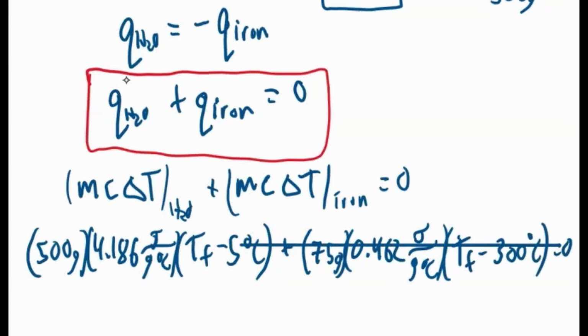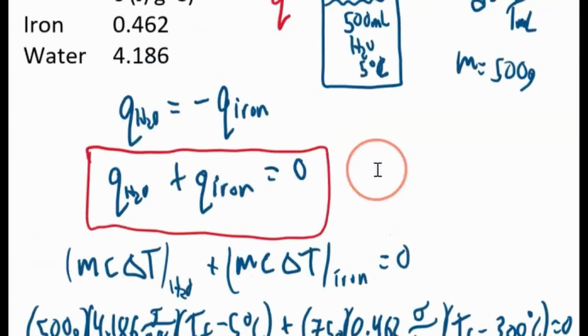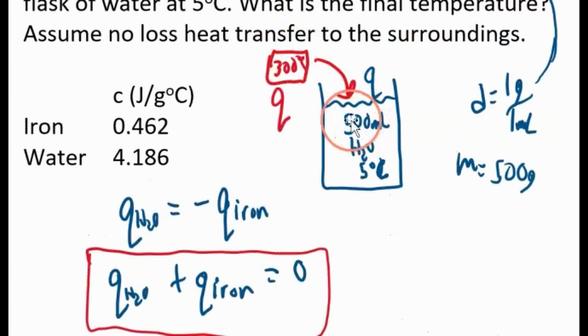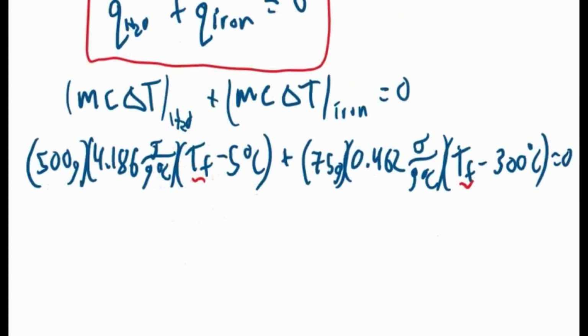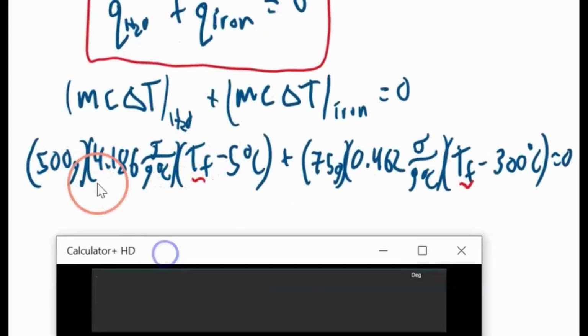And all this has to equal 0. These final temperatures have to be the same because when the iron is added to the water, they reach thermal equilibrium after all that heat transfer is done. Okay, so I'll do this first part here.